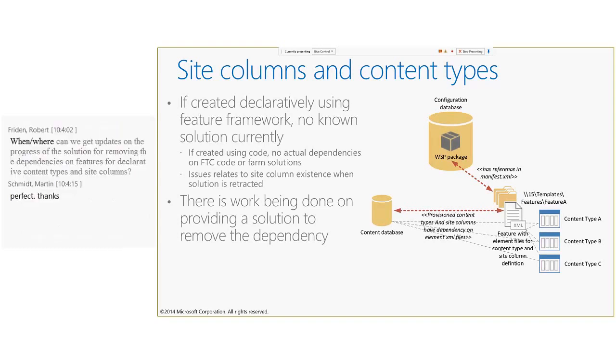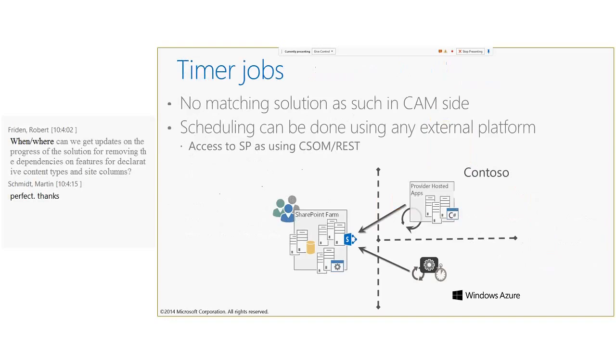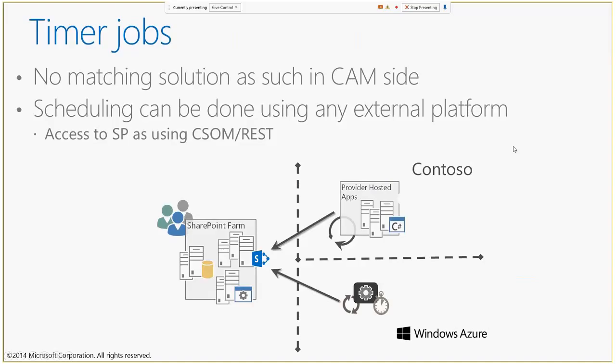The other stuff we need to remember is how we clean them up. Timer jobs. The good thing about timer jobs is that they are code. They do something in a scheduled way. Yes, you cannot actually have a one-to-one replacement, and the remote APIs are not as powerful as the server-side APIs. But the model I showed during the demo, we can actually run the stuff outside of SharePoint in a scheduled way. So it's not as painful a thing as people were initially thinking.